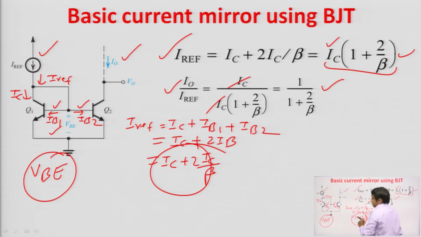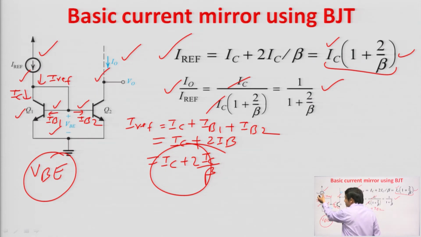One more thing, this Q1 should be diode connected. If the base and the collector of any BJT is shorted, then that acts as a diode. So, this Q1 should be diode connected. Why should it be diode connected? Because if it is diode connected, then if there is a change in the input current, that change will reflect in the base to emitter voltage, and the base to emitter voltage of Q1 and Q2 both are same. So, corresponding to change in VB, your output current will change. By doing this, your output current will track the input current.